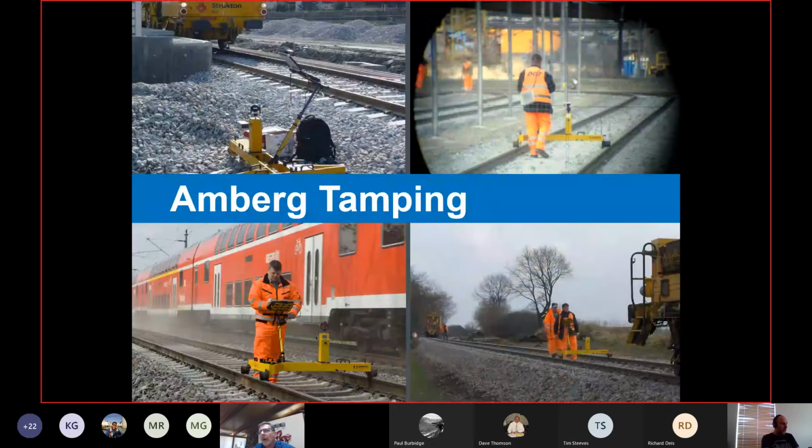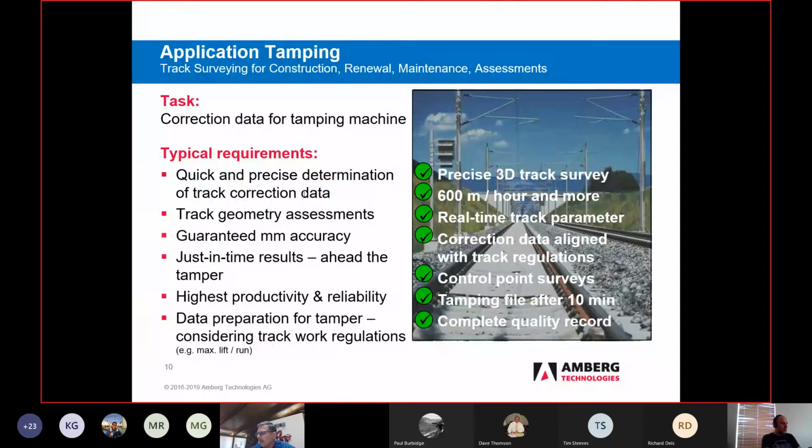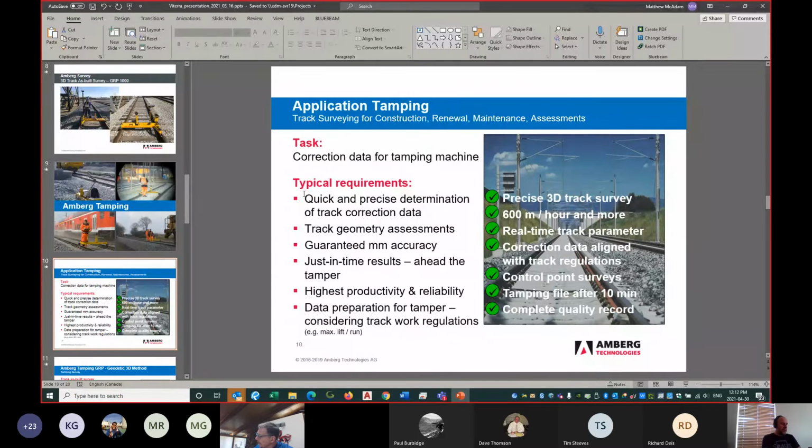So we've got Amberg tamping, which is the ability to do the ballasted track. That is the module in the Amberg world, it's called tamping. I guess when you're building the ballasted track, as you get to the final track alignment, that's when I think you're going to want to use the Amberg.